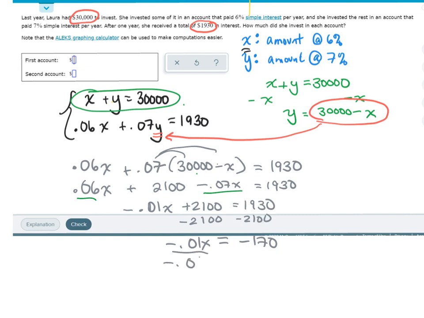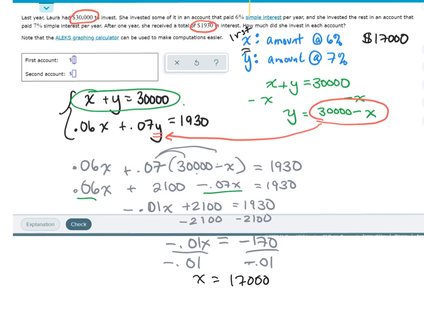So then I'll divide both sides by negative 0.01. Now obviously you should get a positive number at the end. If you get a negative number, something's gone wrong. So my x value is going to be 17,000. So x is the amount at the first account, so my first value is going to be 17,000. ALEKS says first account, so this is my first account.